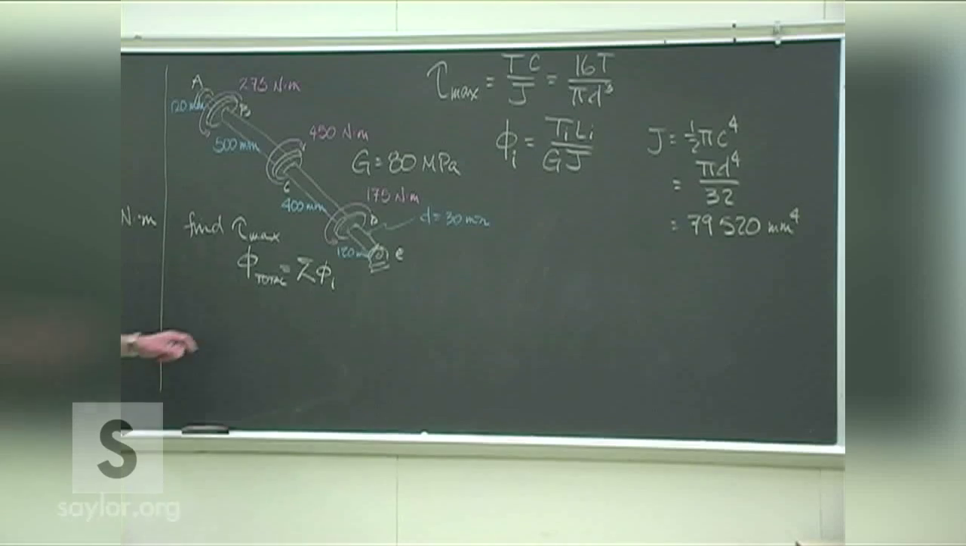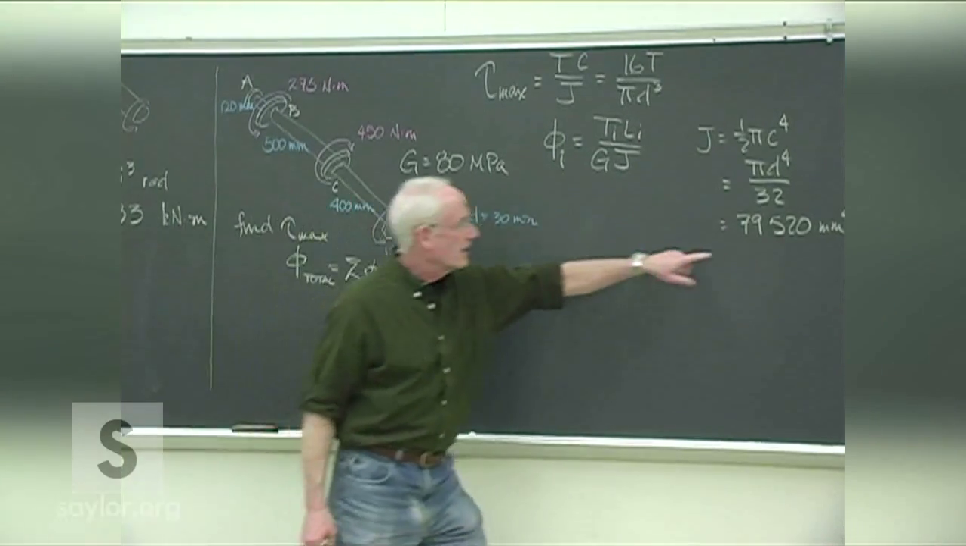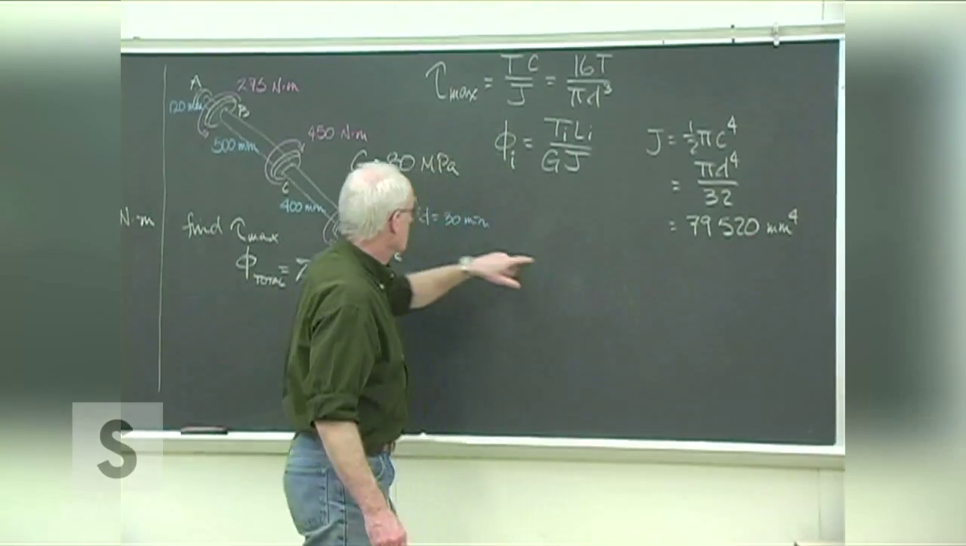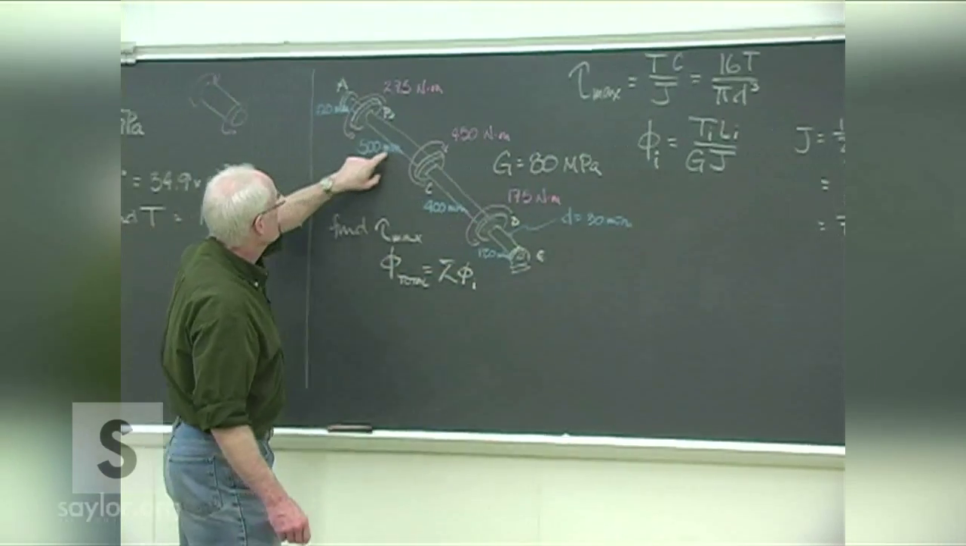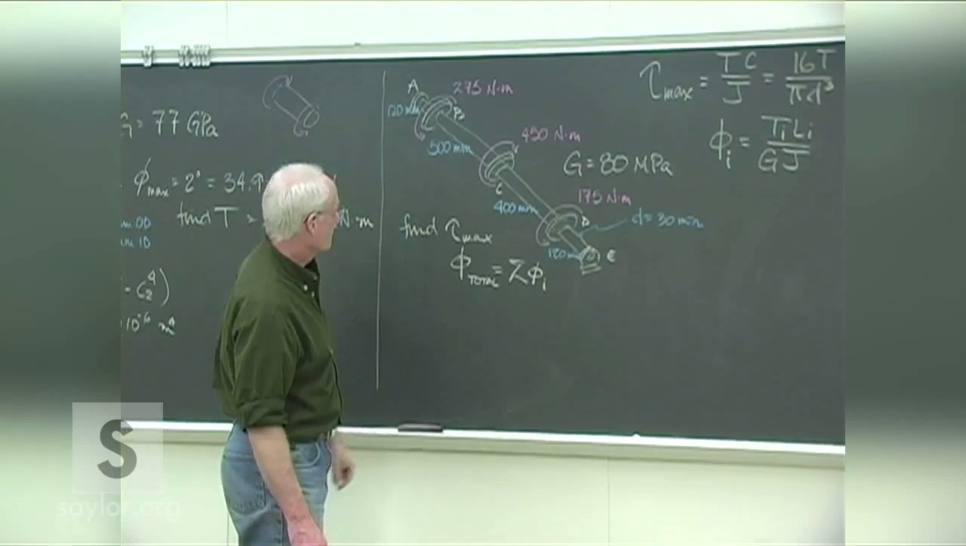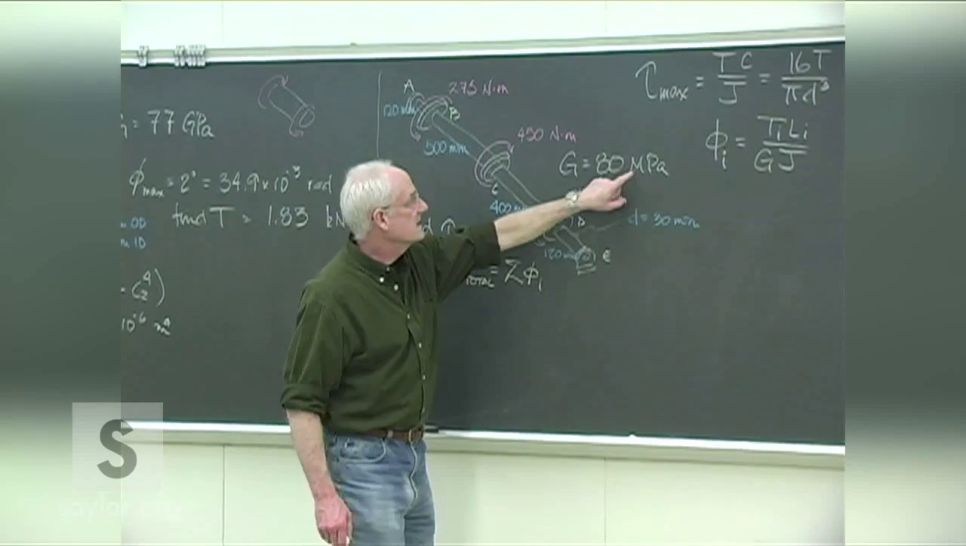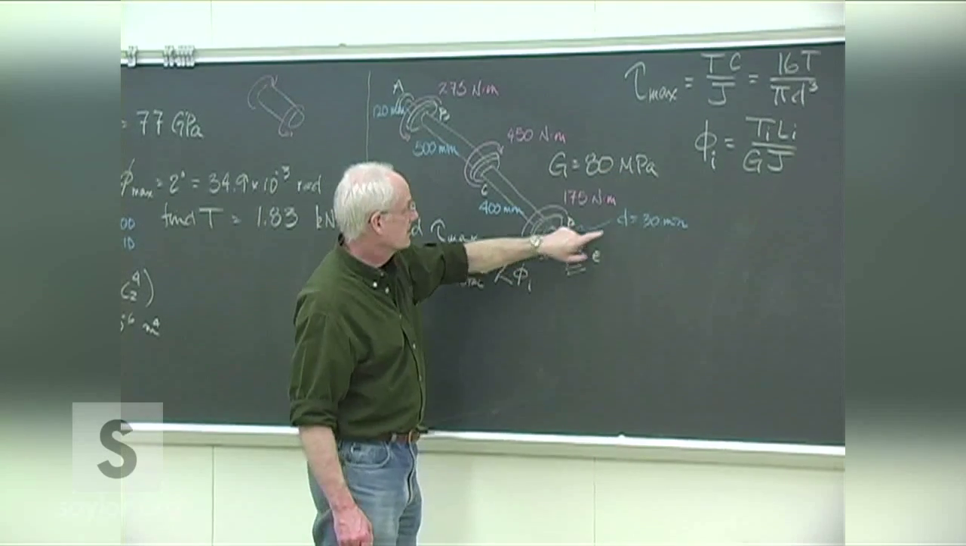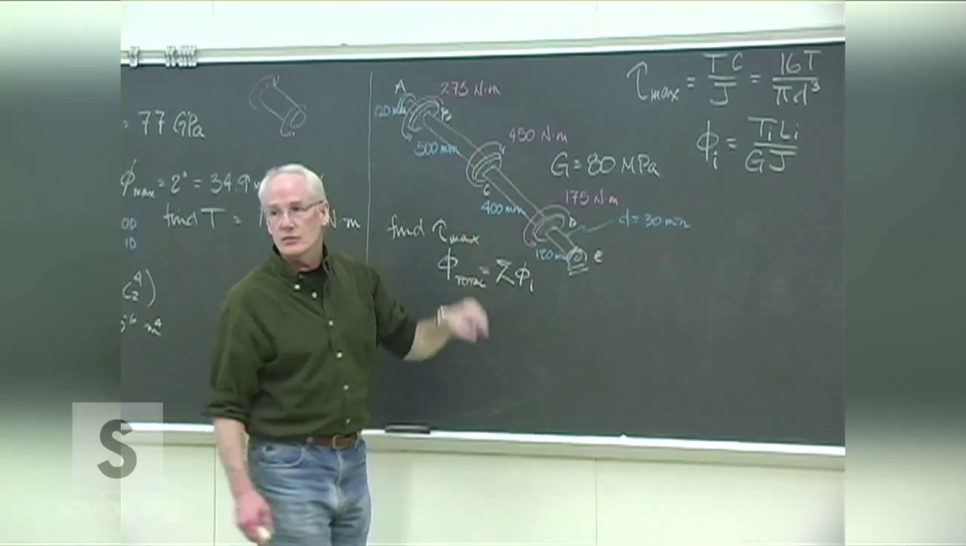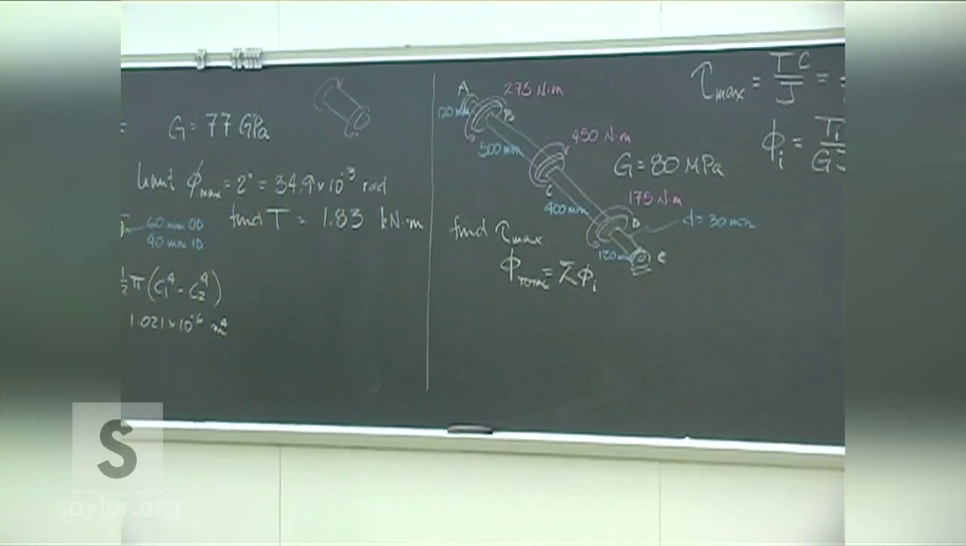So check where the places are that things can go wrong. This is millimeters. This is meters. These are millimeters. This is megapascals. These are just straight newtons. So there are the places things can go wrong.